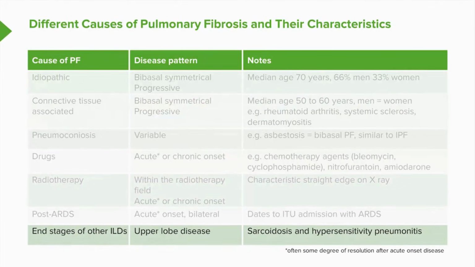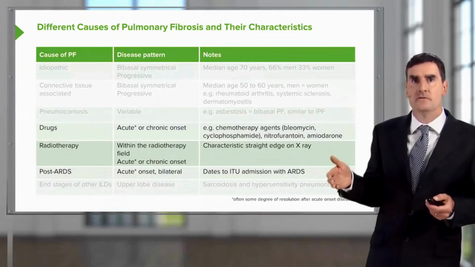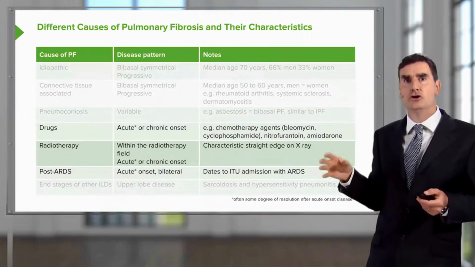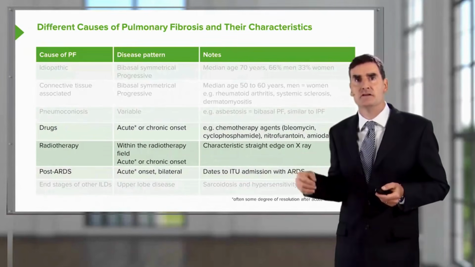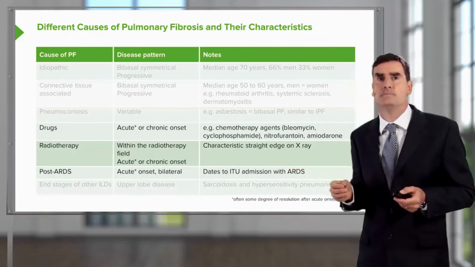Then you may get diseases such as end stage of sarcoidosis or hypersensitivity pneumonitis, where the disease is not bibasal in distribution but tends to be upper lobe disease. As I've already mentioned, both sarcoid and hypersensitivity pneumonitis may cause pulmonary fibrosis, but this tends to be an upper lobe distribution rather than basal. Then there are some causes of pulmonary fibrosis which often start with an acute onset, such as drug toxicity, radiotherapy, and after an episode of adult respiratory distress syndrome.